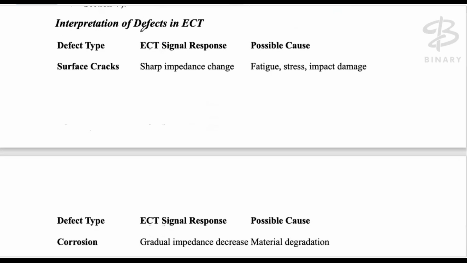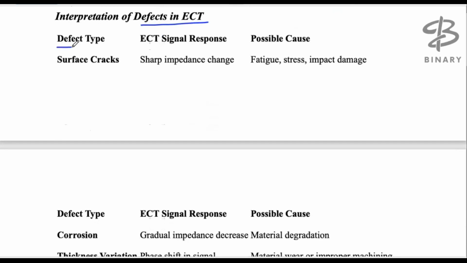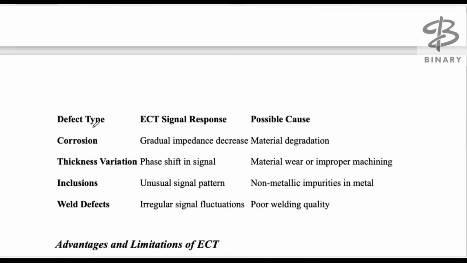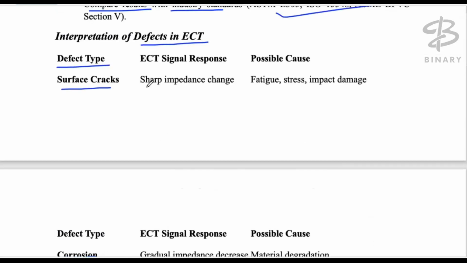Interpretation of the detected defects in the ECT. The types of defects are surface cracks, corrosion, thickness variation, inclusion, or weld defects. Then how can we do this? Sharp impedance changes will be seen.